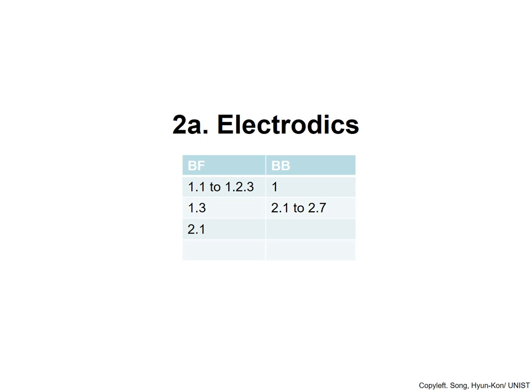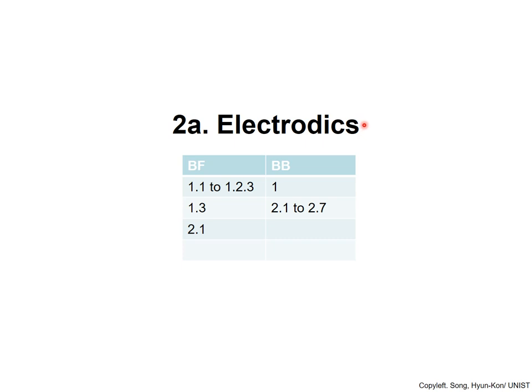Chapter 2, Part 1, The Basics of Electrodics. The electrochemistry world can be split into two worlds. The first world is electrodics, which focuses on what happens around the electrodes, so it is called electrodics. The second world is ionics. Ionics is about ion movement inside of the electrolyte.